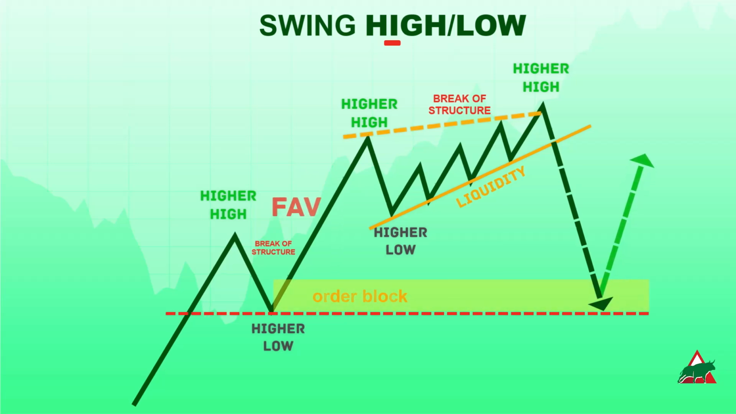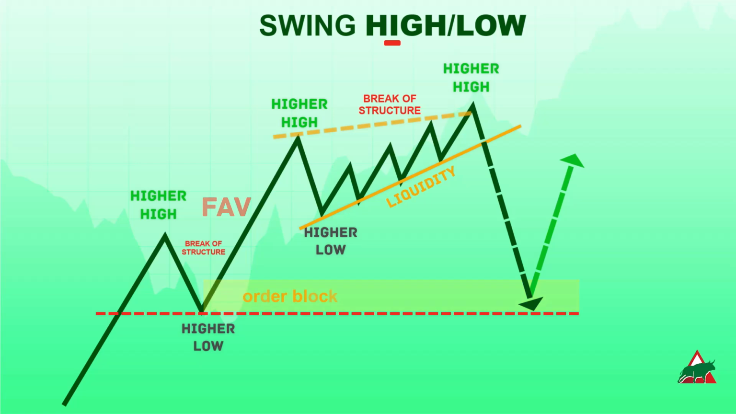So, when we spot this pattern forming, here's our plan. We'll place a buy order just above the order block zone. Our target is the next big resistance zone. To control risk, we'll set our stop loss just below the swing low. This entry strategy is based on a smart combo of order blocks and a liquidity sweep.